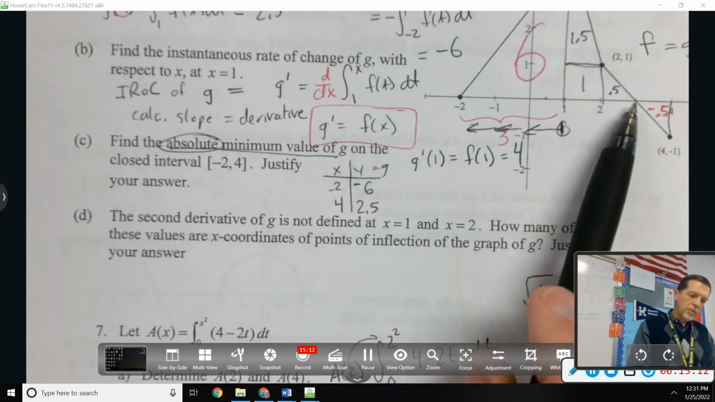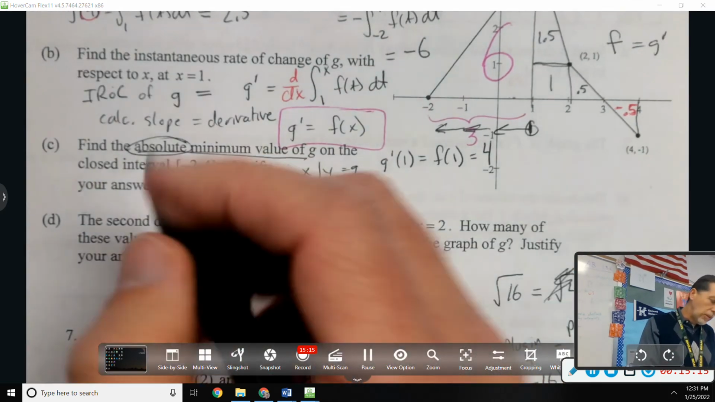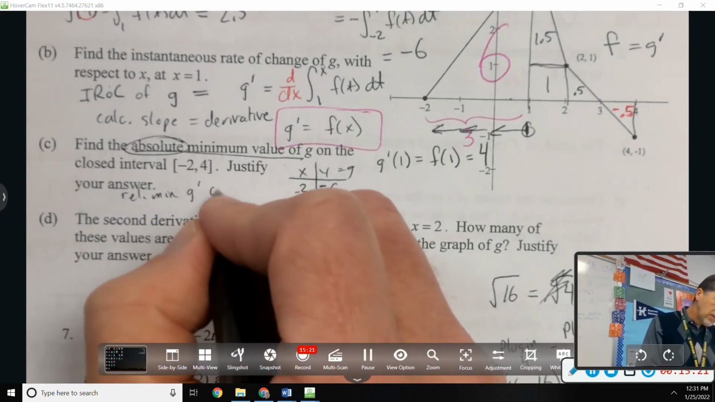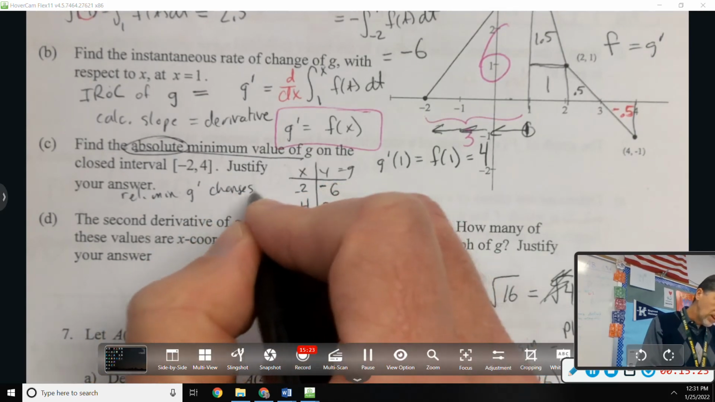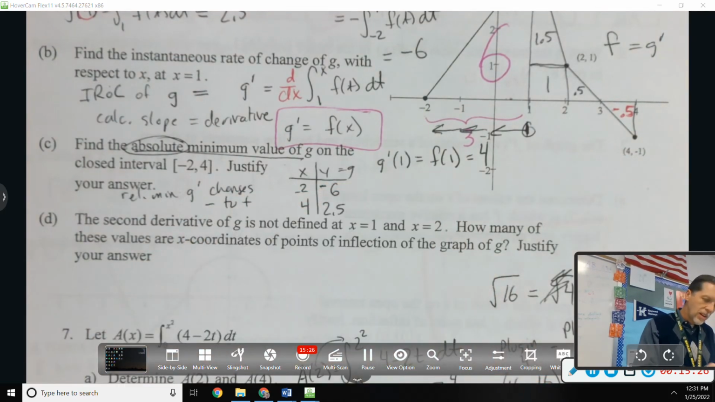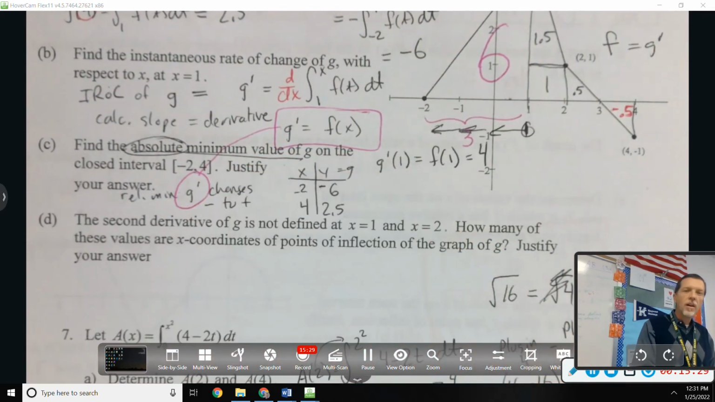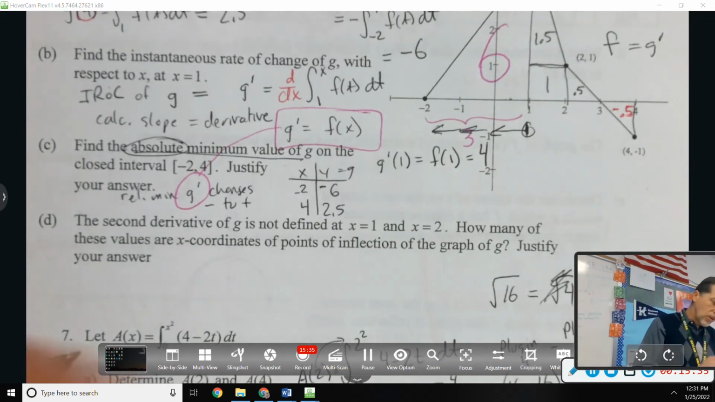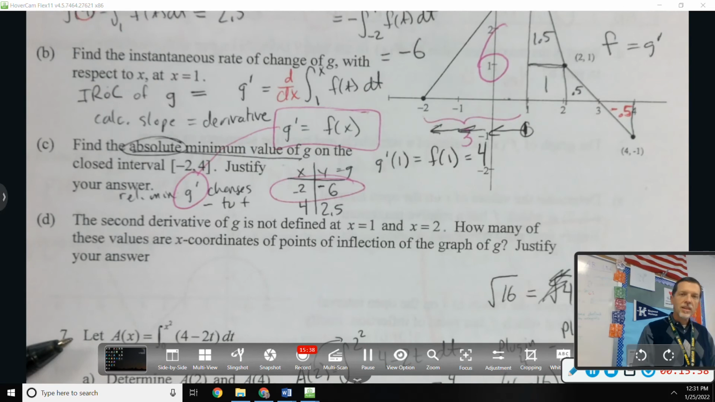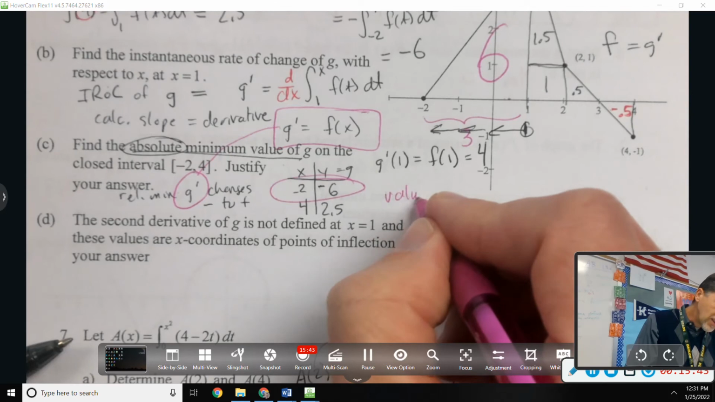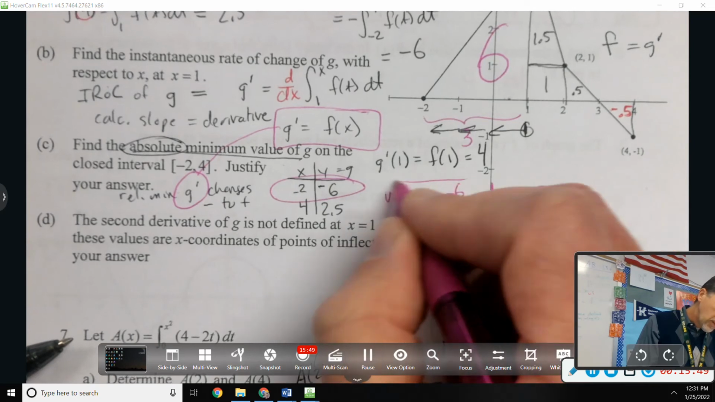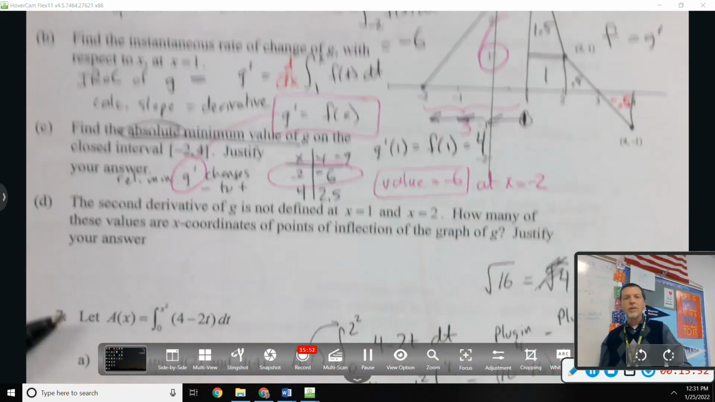I do need to be careful to see if there's any relative mins. That would be where G prime changes negative to positive. But there's none. G prime is the same as F. There aren't any where that happens. So the absolute minimum is that. The absolute minimum value is negative 6, and it occurs at x equals negative 2. Because the value is the y coordinate, the location is the x coordinate.